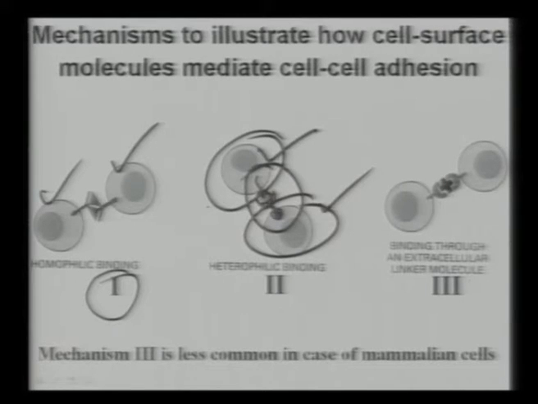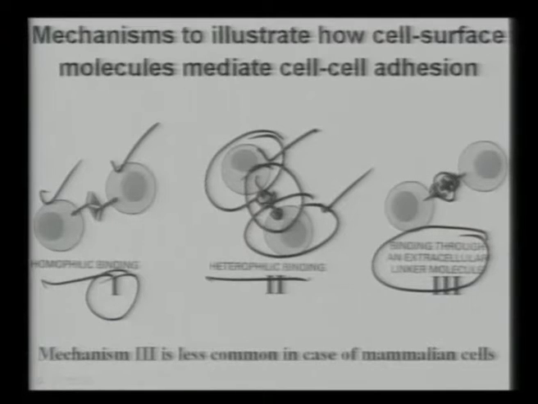The third one is binding through an extracellular linker molecule, like two surface proteins which are coming together, but they are not capable of binding to each other as such. This binding is essentially mediated by this plus molecule, and this plus molecule is essentially from the extracellular matrix. Okay. So this binding here is mediated by the extracellular matrix molecule. So these are homophilic binding, heterophilic binding, and binding through an extracellular linker molecule.